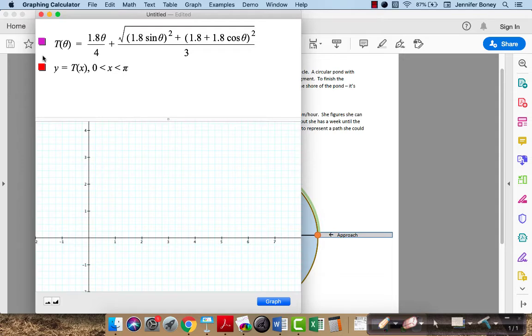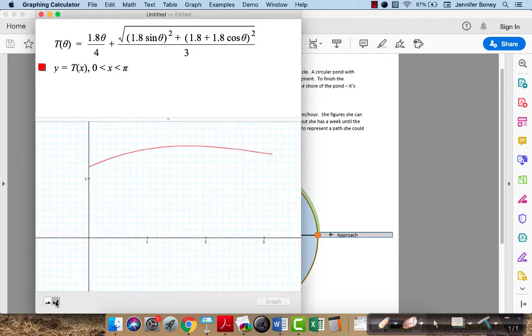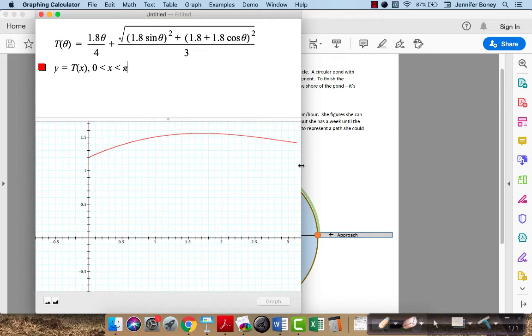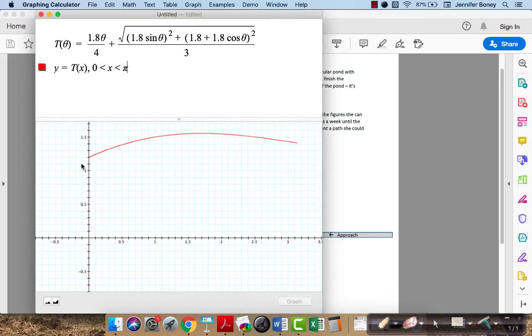So to graph this, here's our 0 to pi. It doesn't extend very far. We can zoom in if we want. I can see that over that interval, the time starts here, increases, and then decreases again. Now we're looking for a minimum value of time. So I'm not looking for, if I took the derivative of this and set it equal to 0, I would have gotten this spot, which is a maximum and not what I was looking for. I'm looking for a minimum.